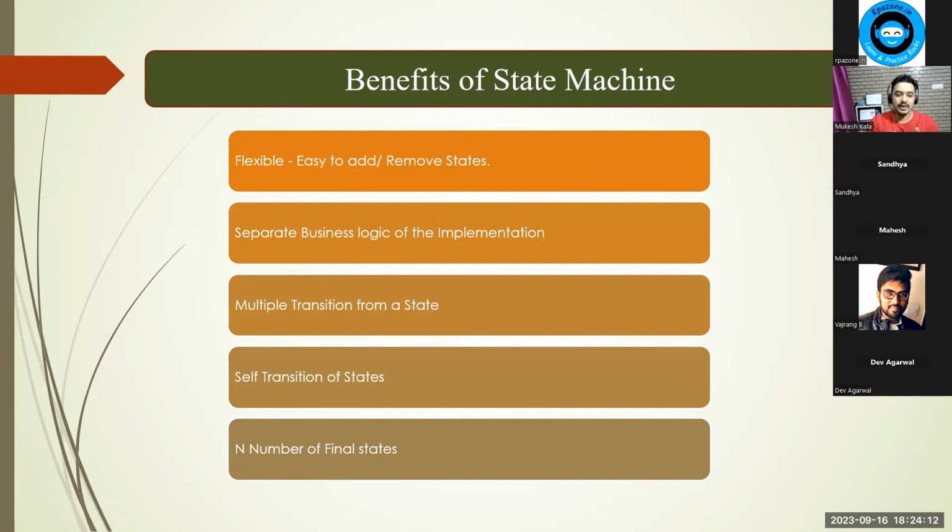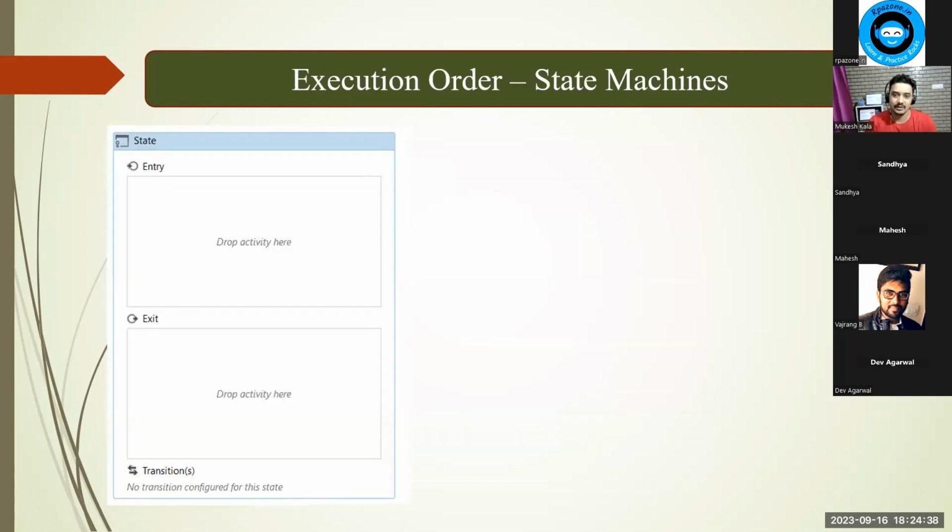In a state machine, you have a separate distinction of business and application exceptions. You can have multiple transitions of a state, you have self transition of a state, and you can have n number of final states. So when you are using a state machine, you get all of this. People who are not aware of state machines, it is a simple layout which looks something like this. It has an entry state, an exit state, and something called a transition. Now the complete REFramework is built on the state machine, so it is important for us to know how a state machine works.